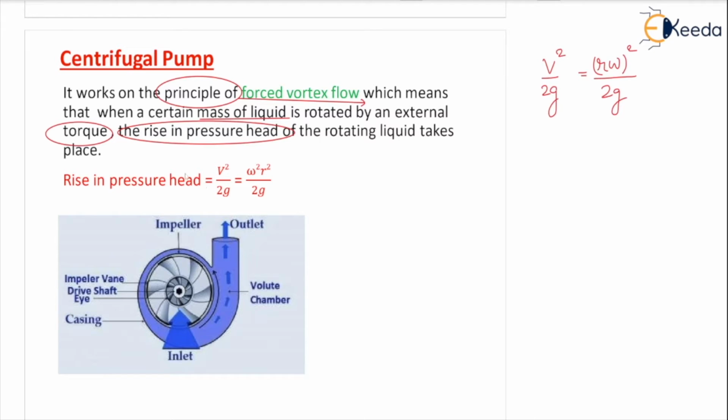So once again, let us see the working principle of the centrifugal pump. It works on the principle of force vortex flow, which means that when a certain mass of liquid is rotated by an external torque, so force vortex flow is always associated with the external torque, there will be a rise in the pressure head equal to V square by 2g. Correct? So that is velocity head V square by 2g, which is equal to R square omega square by 2g.